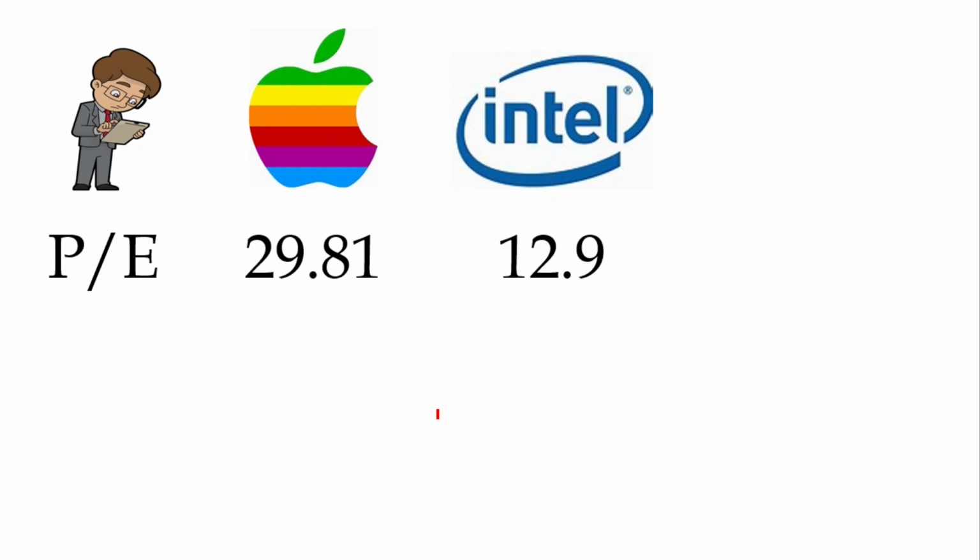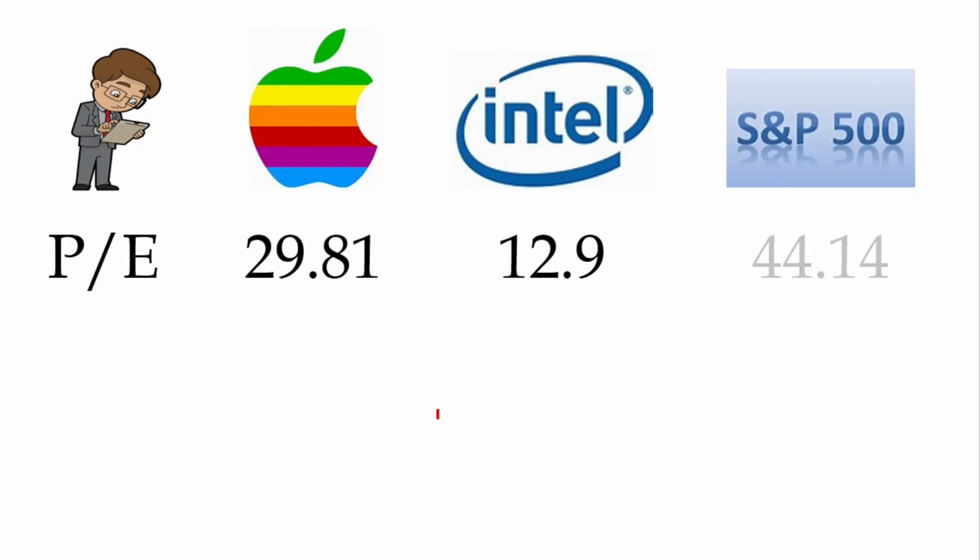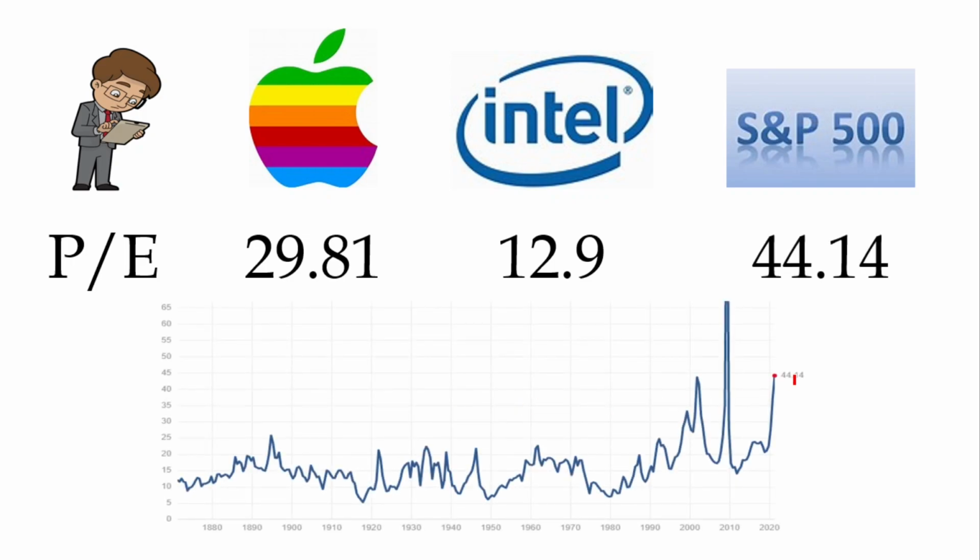Maybe we'll try to compare Apple's price to earning ratio to the S&P 500 average price to earning ratio. Well, when recording this video, the average S&P 500 price to earning ratio is 44.13. And as you can see, comparing it to historical data, this is one of the highest values ever. Well, maybe we'll try to compare Intel and Apple's price to earning ratio to their historical data.